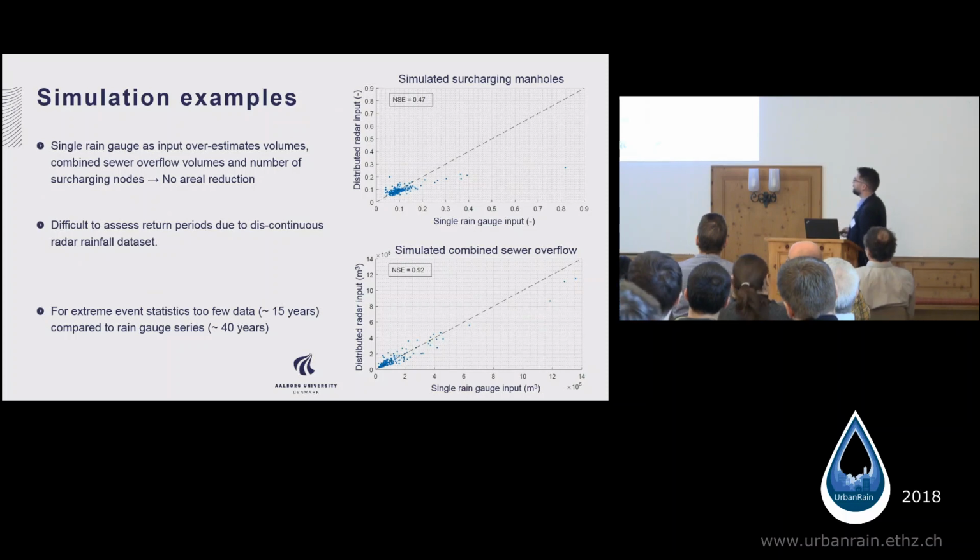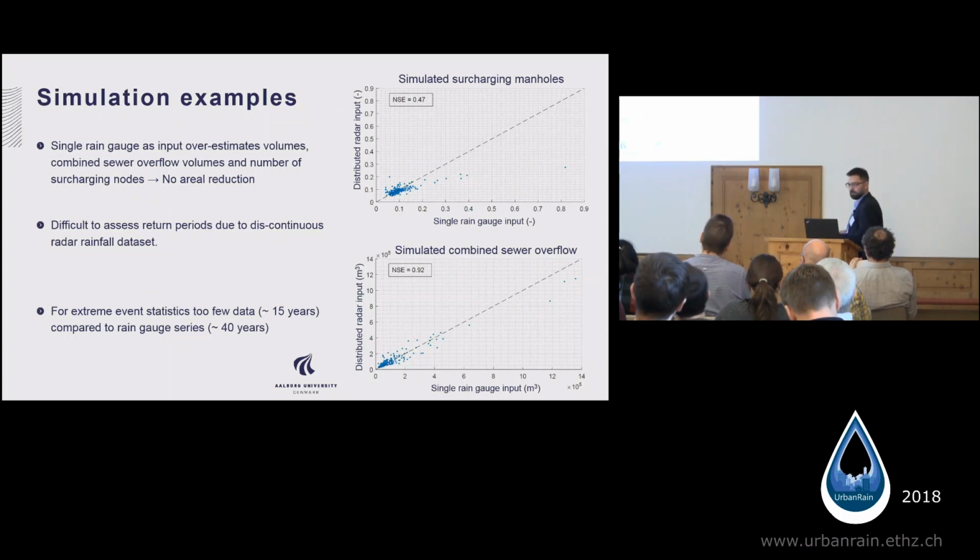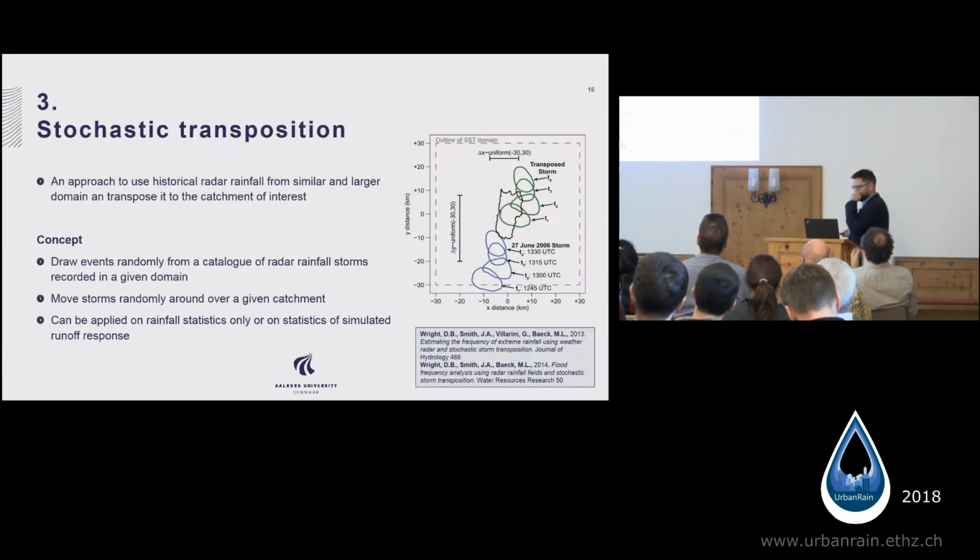It's very difficult to assess return periods because we have this data set of single days and it's not continuous because we sort out some different data. So we don't do that in this case. And still, if we want to do extreme event statistics, we have rather few data, 15 years of data compared to the rain gauge series where we have now 40 years. And we would like to, let's say, design drainage systems for maybe 10-year return periods.